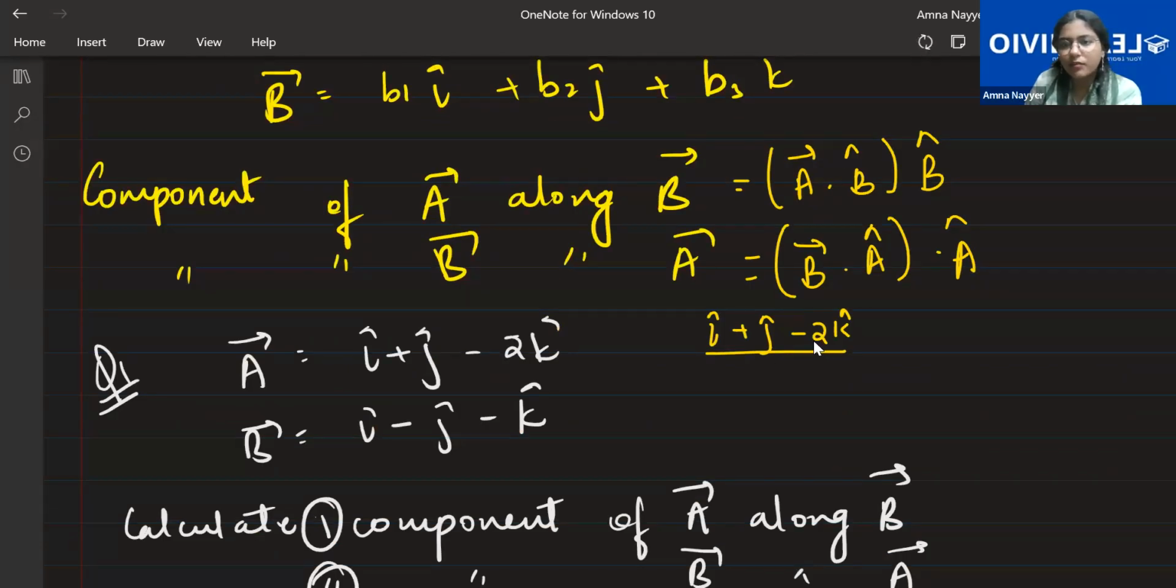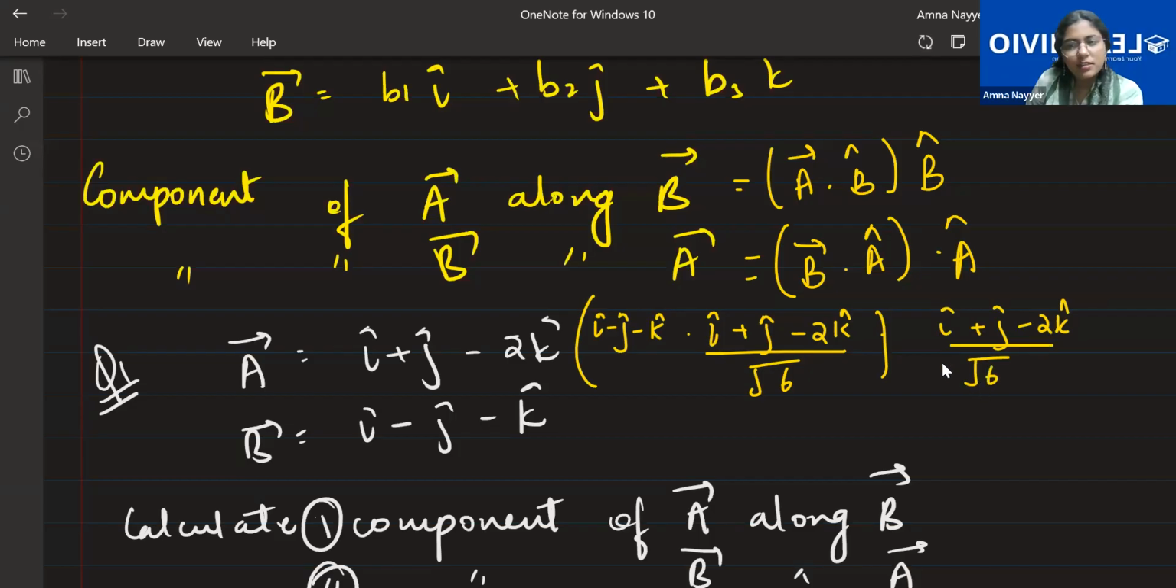What is its magnitude coming? Root 6. This is A cap, and you're multiplying it with the B vector. That is I cap minus j cap minus k cap into this whole term I cap plus j cap minus 2k cap. Neha, root 6 into root 6 will be 6 only. See, this will be 1 into this 1 by root 6. So 1 by root 6. This is minus 1 by root 6. This is plus 2 by root 6.